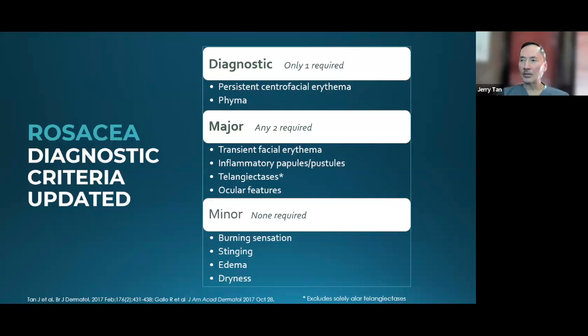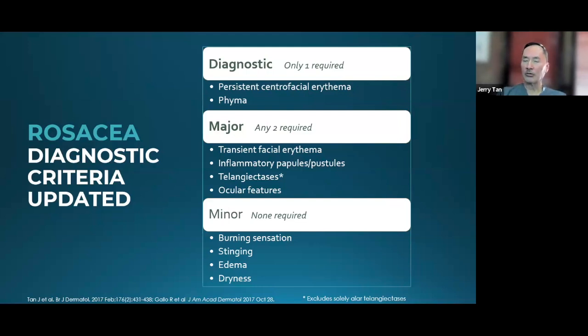So with diagnosis, only one is required of either persistent centrofacial erythema. Of course, as dermatologists, you would exclude lupus, seborrheic dermatitis, and facial atopic dermatitis, but we're trained to do that, so we can exclude those possibilities. And for phyma, there are very few other diagnostic criteria for phyma. The differential for phyma might be rhinoscleroma, certain types of lymphoma, which is very rare.